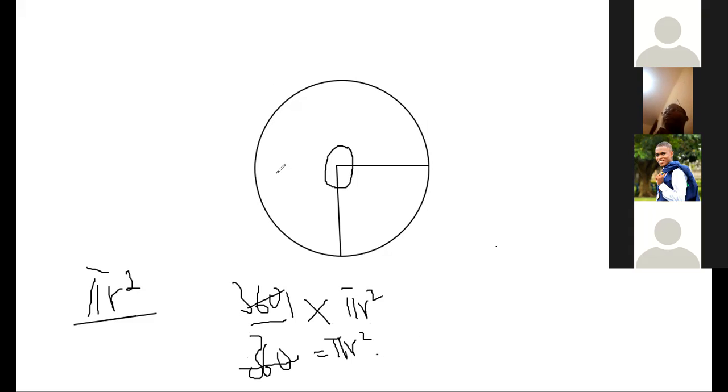Now, if you are going to walk half the circle, which is we are finding the area of half the circle, that is what? 180 and not 360.